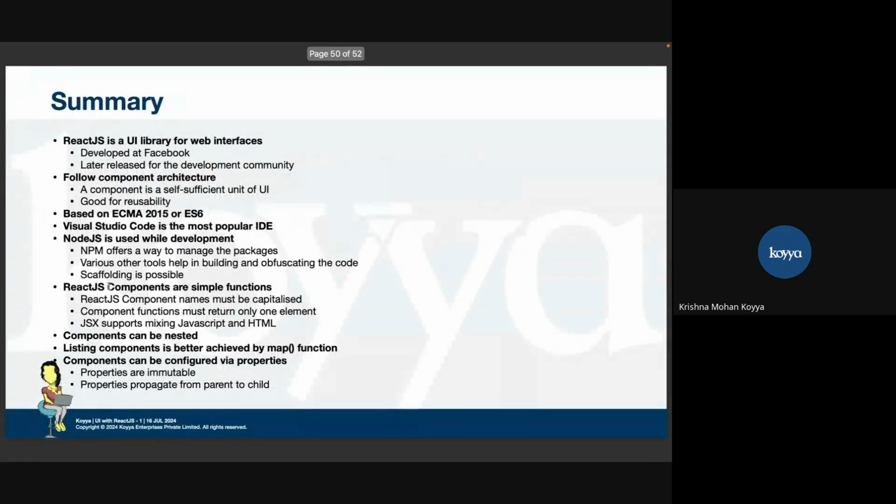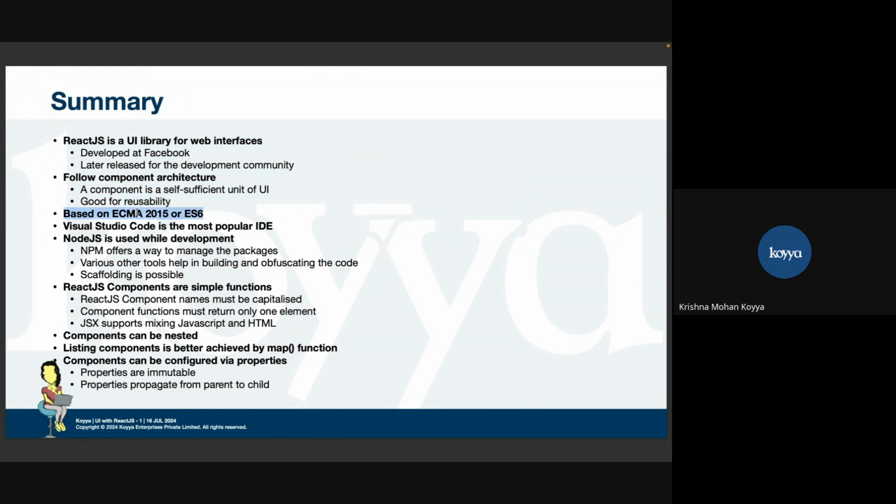All right. So let us look at the summary once, and then we close the session. ReactJS is a UI library for web interfaces. It is developed at Facebook and later released for the development community. That's why we are able to use it. It follows component architecture. Now I hope you understand much better what a component is. A component is a self-sufficient unit of UI so that you can reuse it and compose it in other components, and it becomes a different thing.